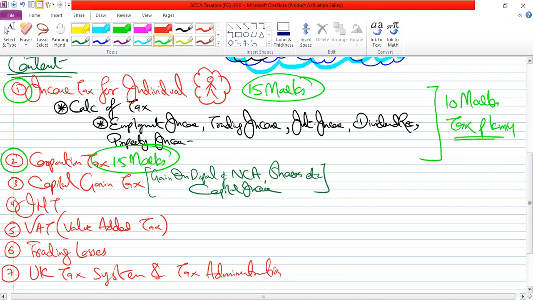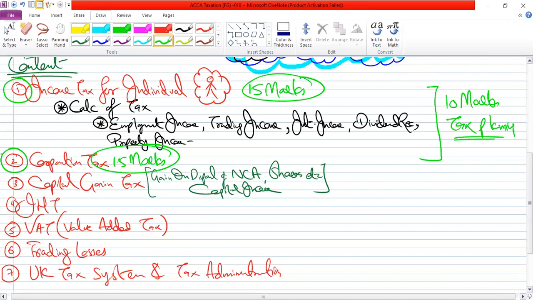If I do it one way, I have to pay tax of 1,000 pounds. If I do it another way, I have to pay tax of 800 pounds. So you have to calculate the tax saving. You have to select the best way out so you can minimize your taxation. That is tax planning. And tax planning is not a separate chapter, my friend. Tax planning is part of the individuals and companies income tax topic.